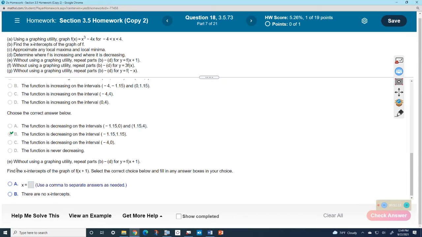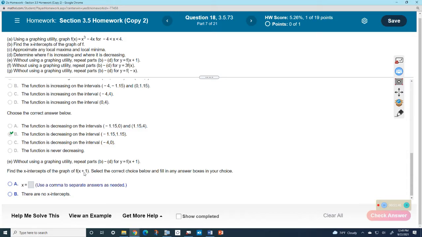Okay, part E. Now, without using the graphing utility, I'm going to repeat those problems, but for a transformation, for f of x plus 1. What does the x plus 1 do? It's a horizontal shift. Which direction? Horizontal is left and right. So it's left. Left by 1, correct. Shifts it to the left by 1.